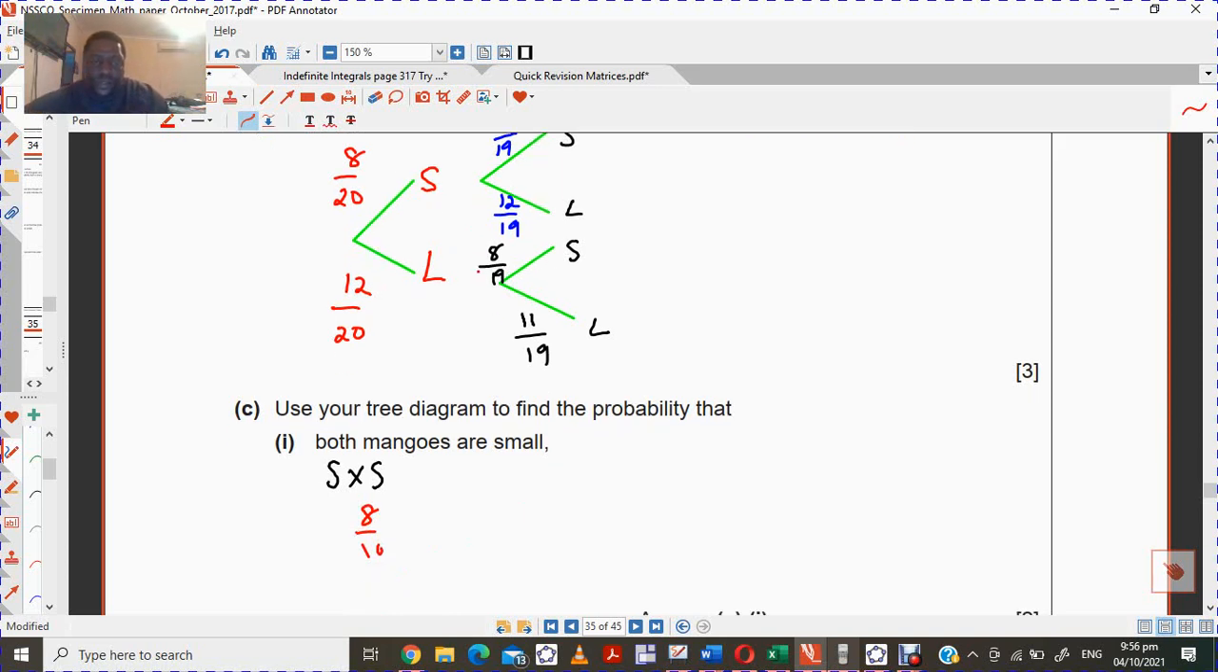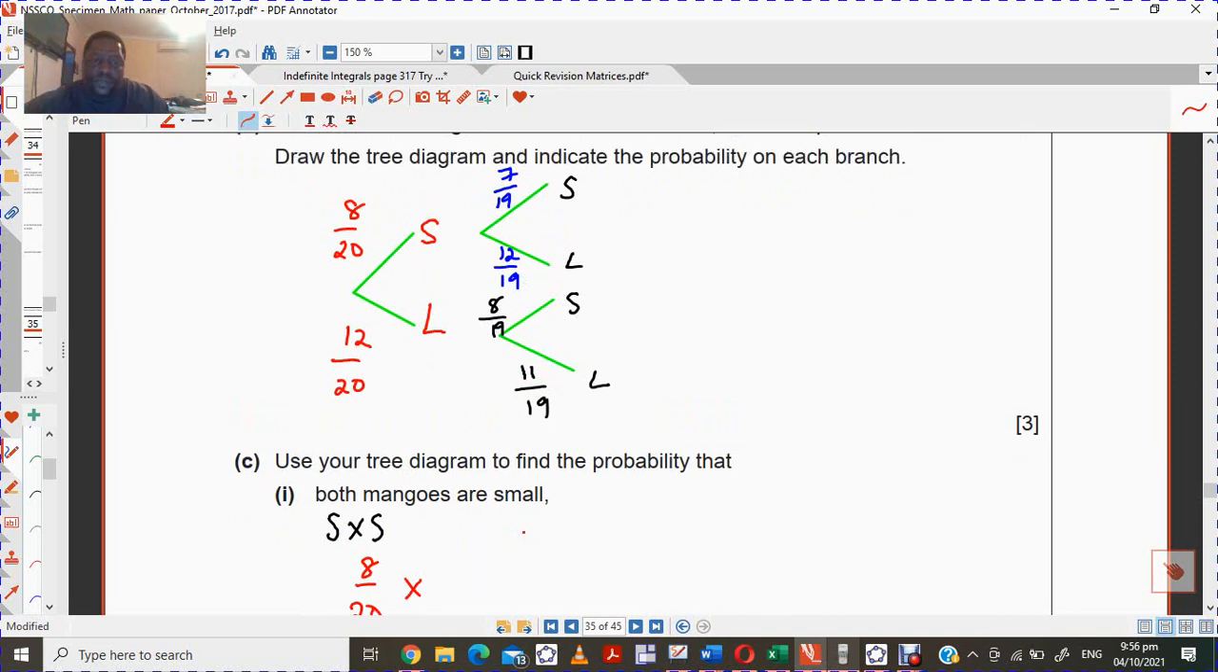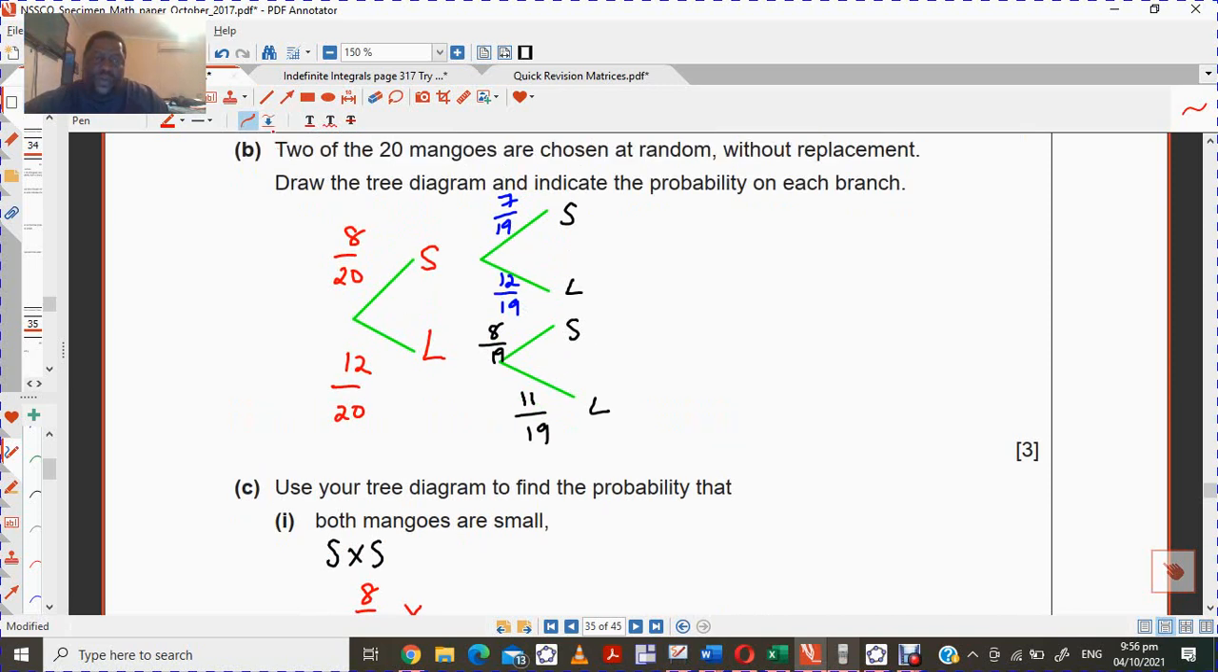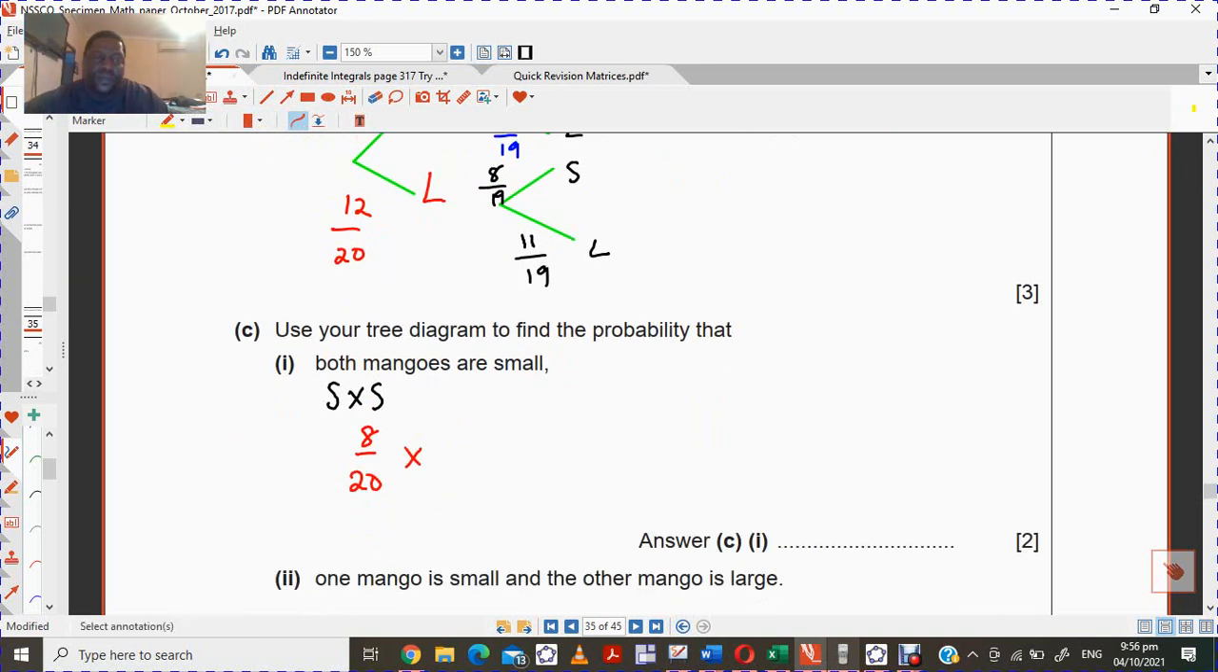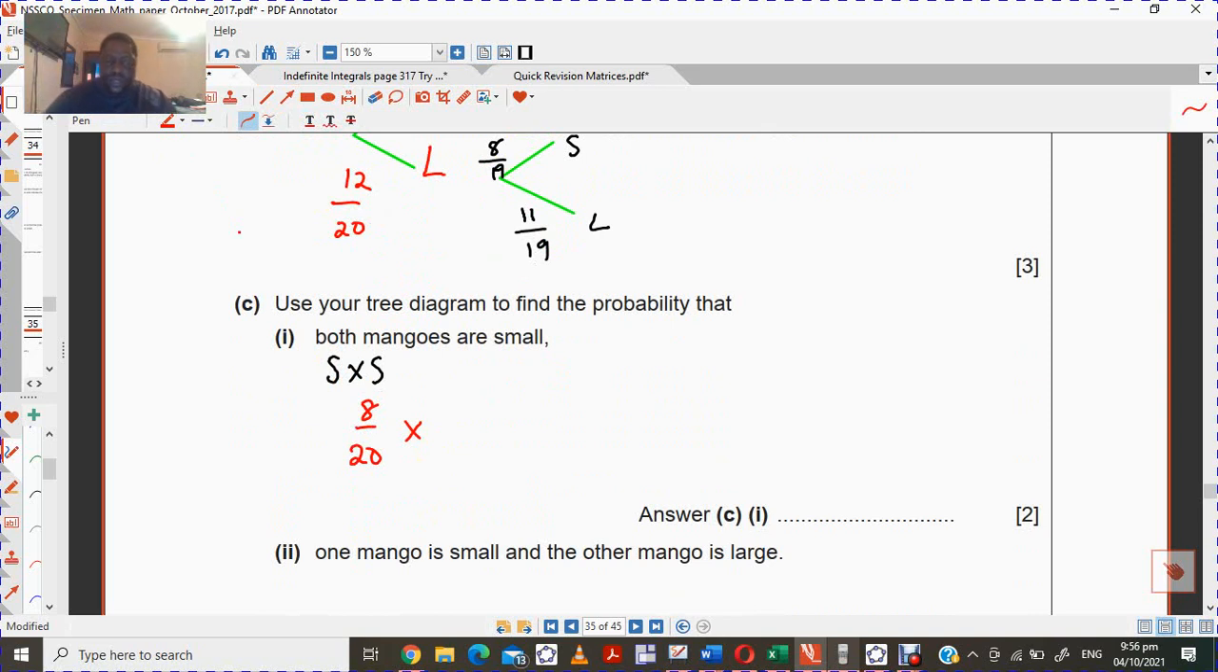Okay, let's just start that over there. So it's 8 over 20 multiplied by 7 over 19. Okay, small, small, right? So we are going this way. It's 8 over 20 times 7 over 19. Okay, well, grab your calculator.